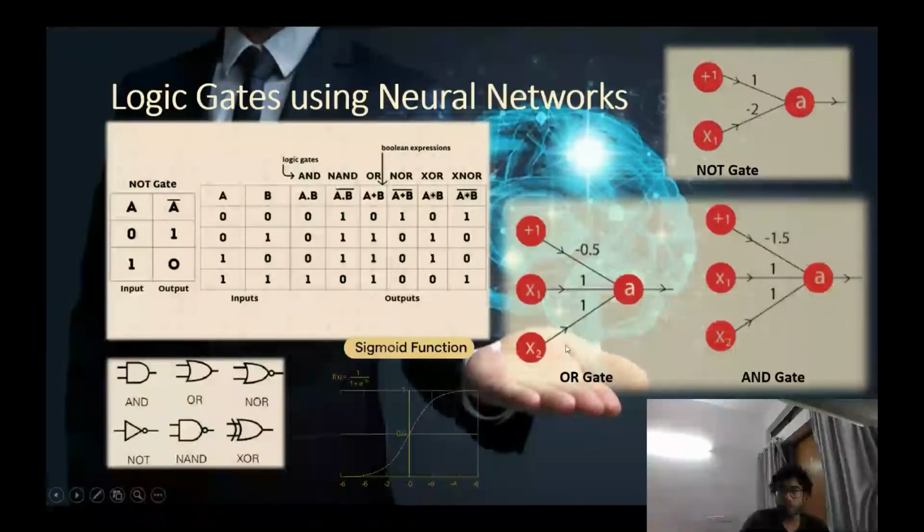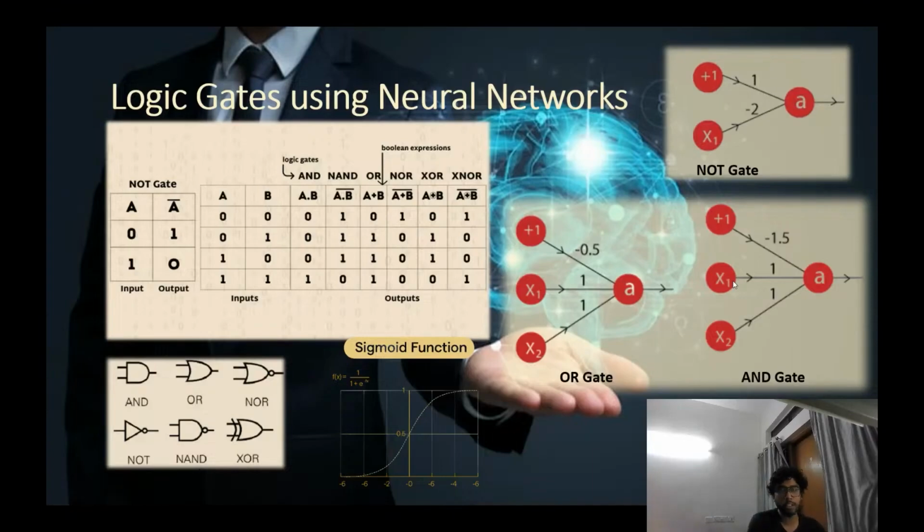Similarly, for the OR gate, you have two inputs, x1 and x2, because you need both inputs, A and B. You do the same thing: multiply with the weights, sum up the results, and then you see the output. Here you would expect that if either x1 or x2 is 1, you get an output of 1. Otherwise, if x1 and x2 are both 0, you get an output of 0. Similarly for the AND gate.